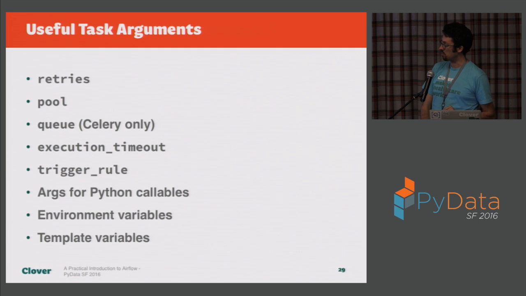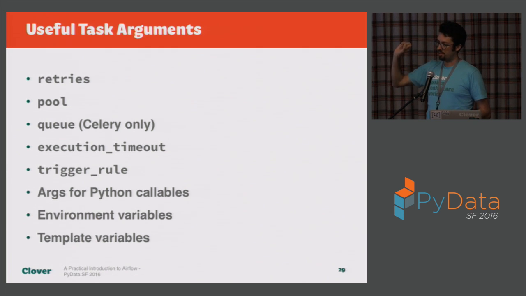So, useful task arguments: retries. If it's safe to retry a task, you can tell it to do that. So we have certain tasks that will get blocked by database access issues, and we want to wait 5 seconds and try again. So you can set the number of retries and the wait before a retry.